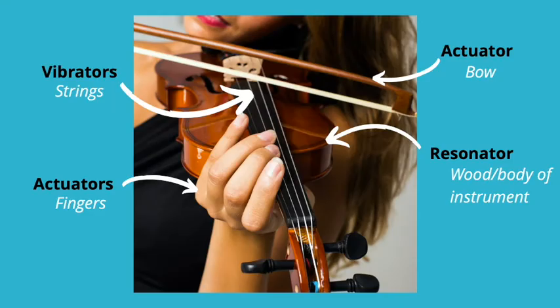So think about it this way. When a violinist plays a violin, they have the vibrators, which are the strings. They have an actuator, which is the bow. And they have a resonator, which is the body of the instrument. Then they have also other actuators, which are their fingers. To play the violin, you need 2 actuators. But to sing, you need 1.